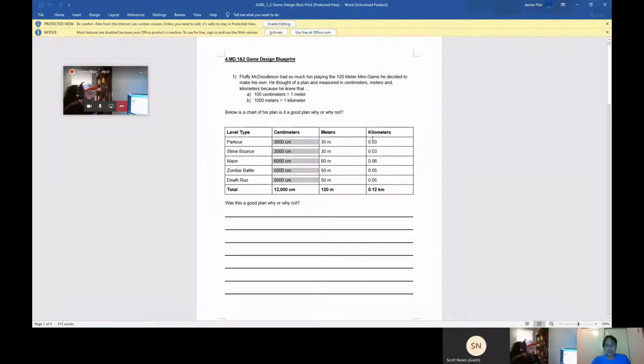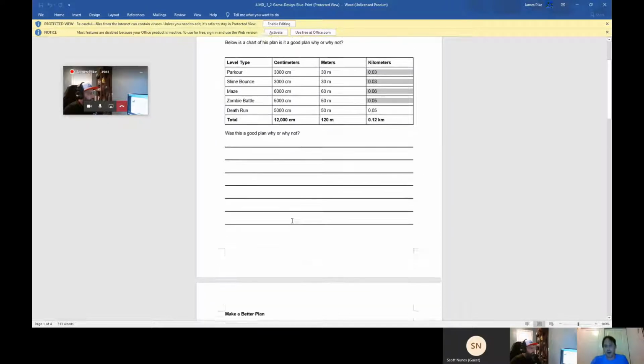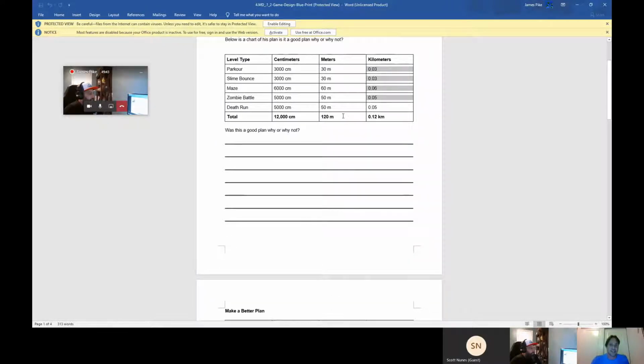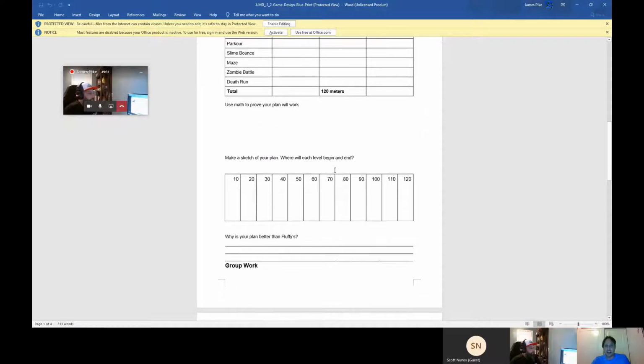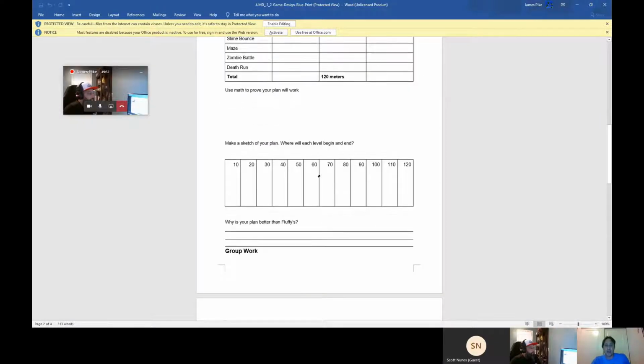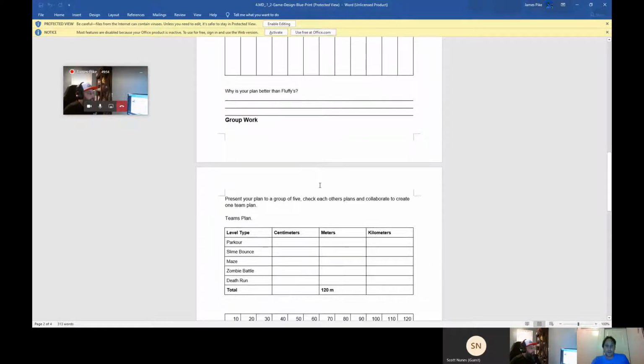And then I also have some conversions so you can get that in there and practice that. Is this a good plan? Why or why not? Make them analyze it, see that that doesn't add up to 120. Then they're going to get into groups and make a better plan individually and combine their plans. They're going to then divide up their group work.